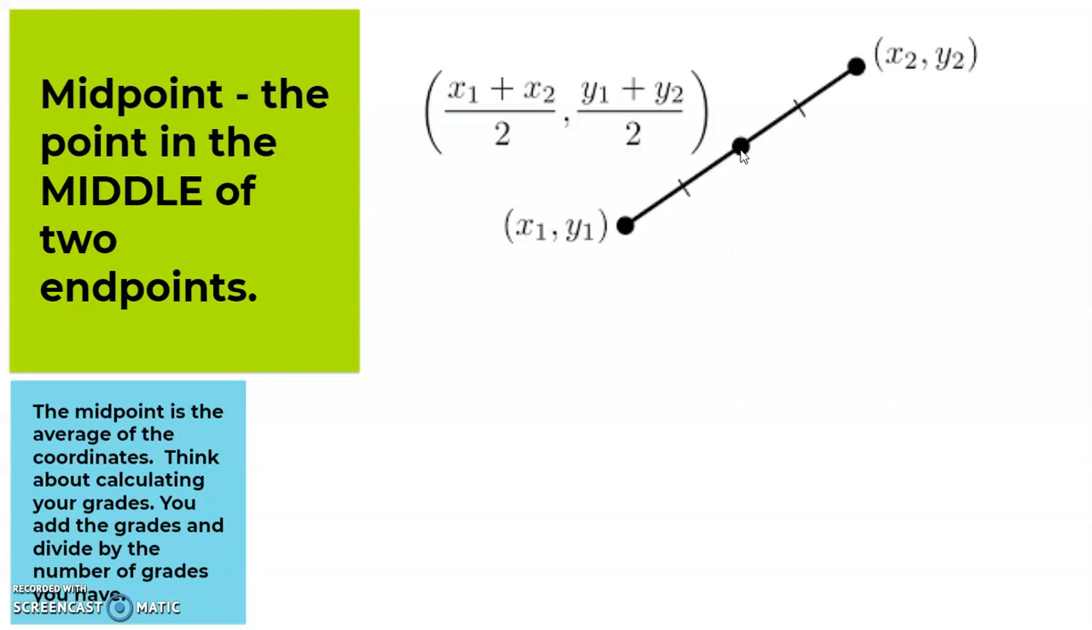And if you think about it like you're calculating your grades, to get the average, we add up the number of grades you have, and then we divide by the number there are. So in this case, we only have 2 points. We have endpoint 1 and endpoint 2, and those are our 2 data. So we're going to add those coordinates and divide by 2.